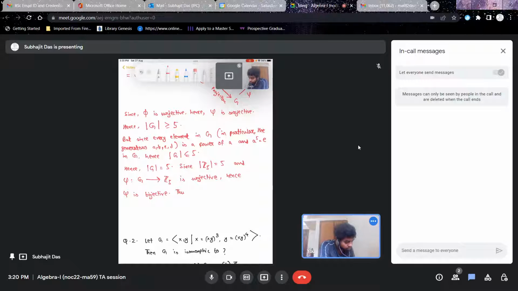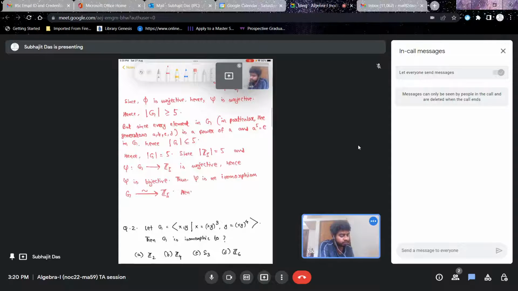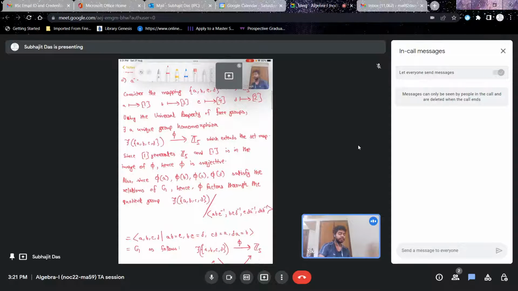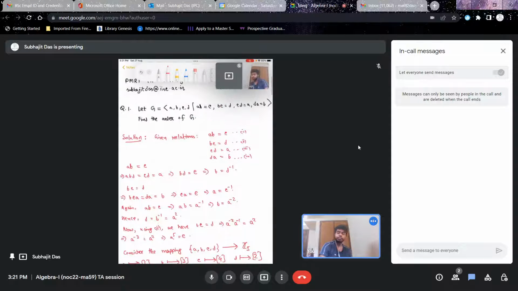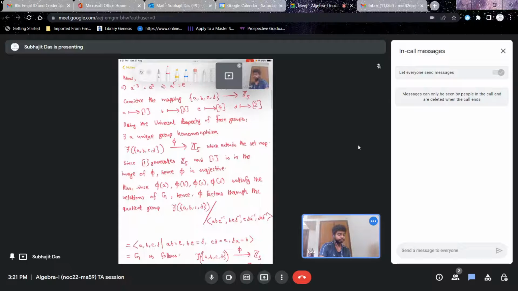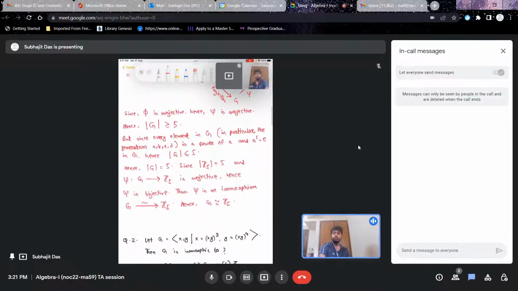Thus, psi is an isomorphism of G onto Z5, right? Hence, G is isomorphic to Z5, and we are done. So the group finally turns out to be Z5. This given group is actually Z5. Okay, so let's move on.